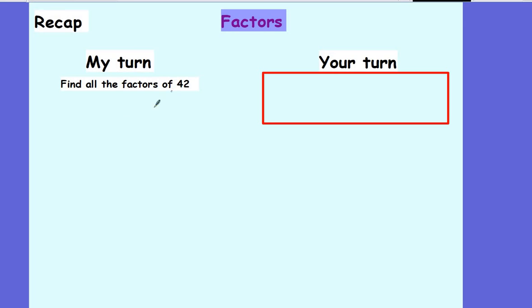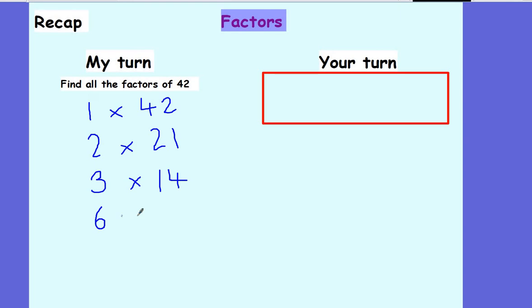If I'm asked to find all the factors of 42, I'm going to find the factor pairs, numbers that multiply together to give me 42. A nice easy one would be 1 times 42. I could then have 2 times 21. Does 42 divide by 3? Yes, it does. I could have 3 times 14. Does it divide by 4? No, it doesn't. Does it divide by 5? Nope. Does 6 go into 42? Yes, it does. 6 multiplied by 7 would give me 42. And those are all my factors, 1, 2, 3, 6, 7, 14, 21 and 42.